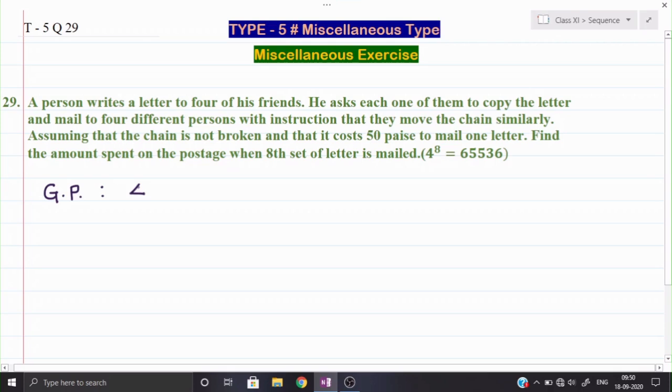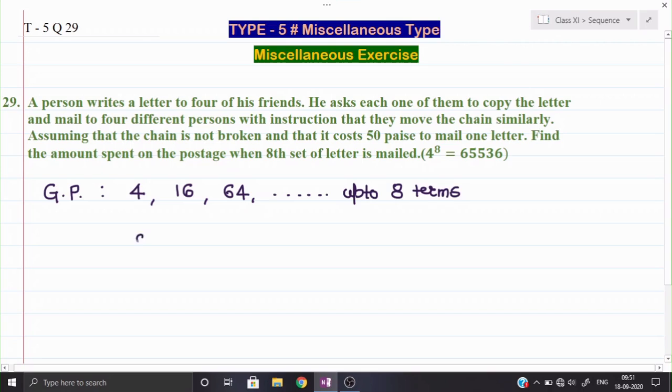See, initially he wrote a letter to 4 friends. Then those 4 friends are writing a letter to 4 more friends each. Since everybody is writing 4 letters, from the 4 friends it will become 16. And again from the 16 friends, 4 letters each are written, so it will become 64, and it goes on up to 8 terms. We need to find out up till 8 terms only.